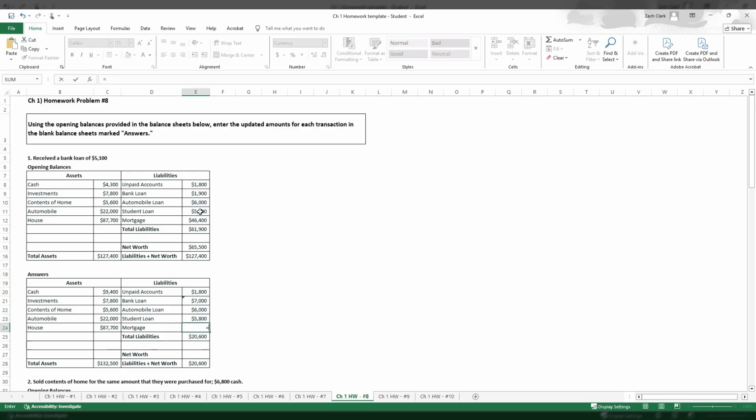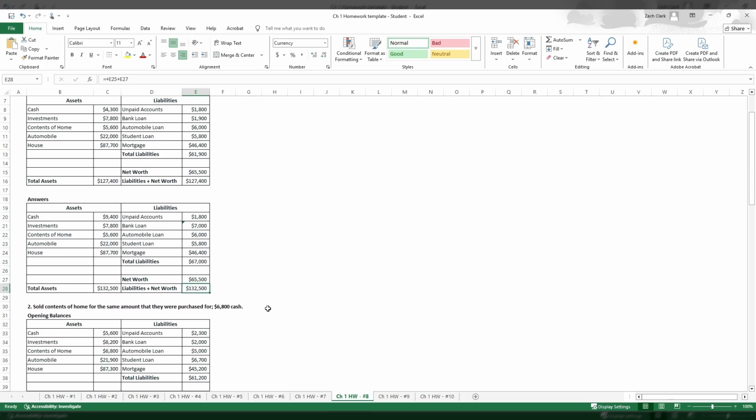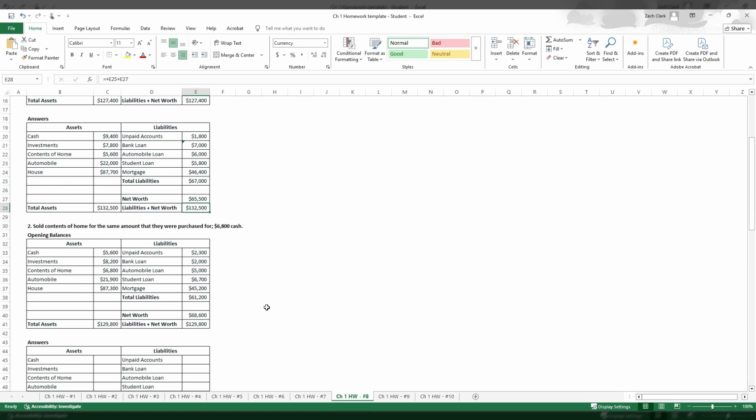Student loan, mortgage, and finally our net worth. Awesome. So now we can see 132,500 in assets and 132,500 in liabilities plus net worth, and we're good to go. Okay, let's come down.